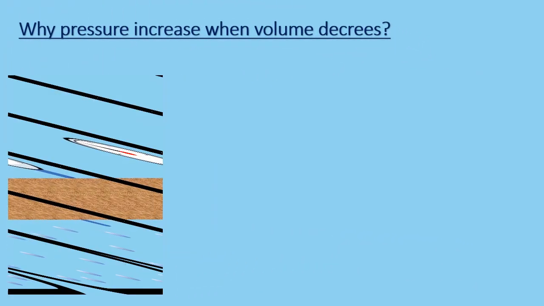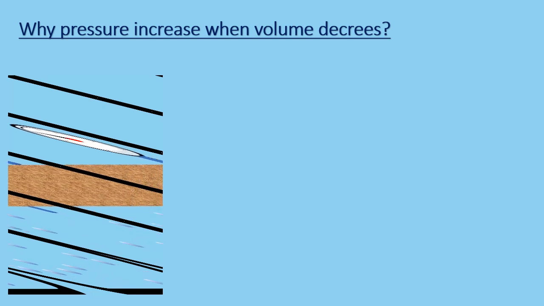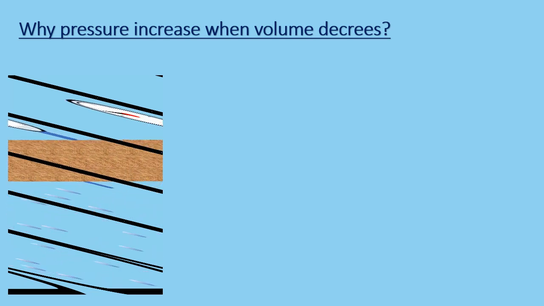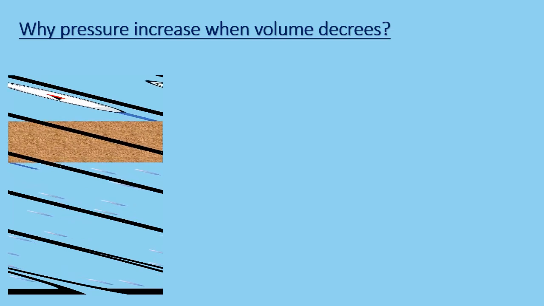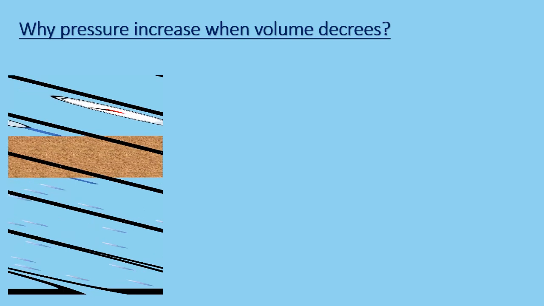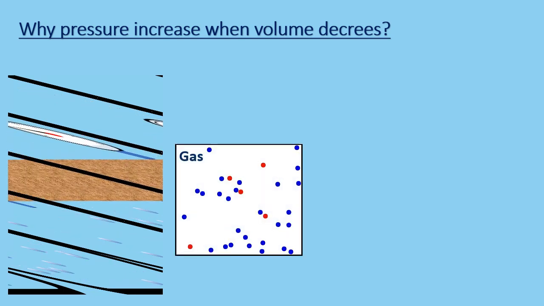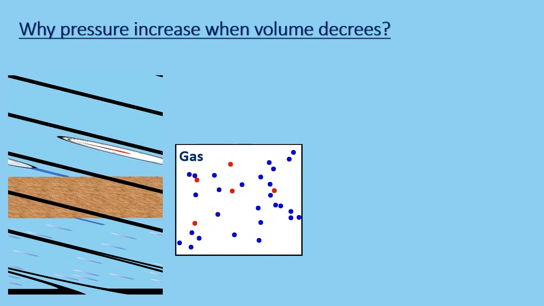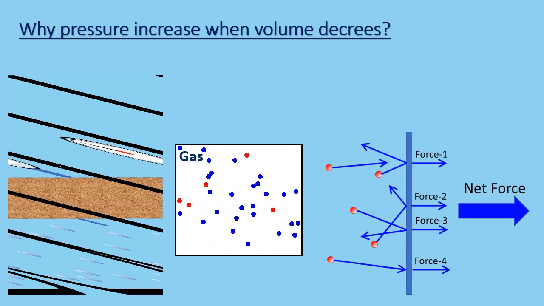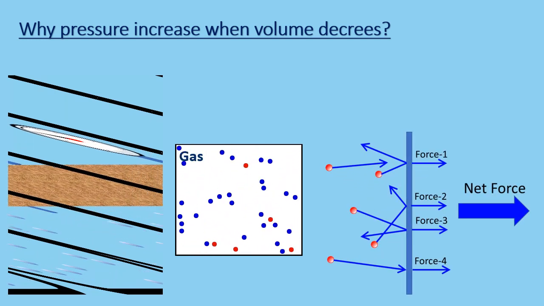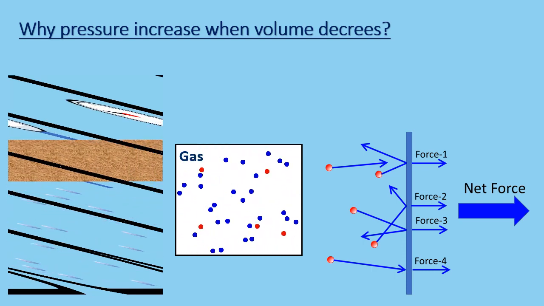Excuse me, but how does the kinetic particle model of matter explain the fact that the pressure goes up when the volume goes down? Alright, let me try to answer that question in a logical sequence. As long as the temperature is held constant, the average kinetic energy of gas particles remains the same. Consequently, there is no change in the net force produced when gas molecules collide with the interior of the container.